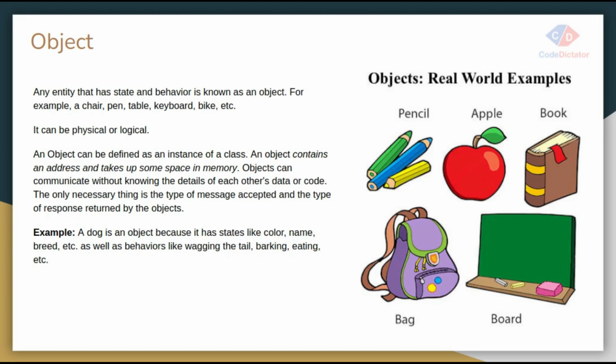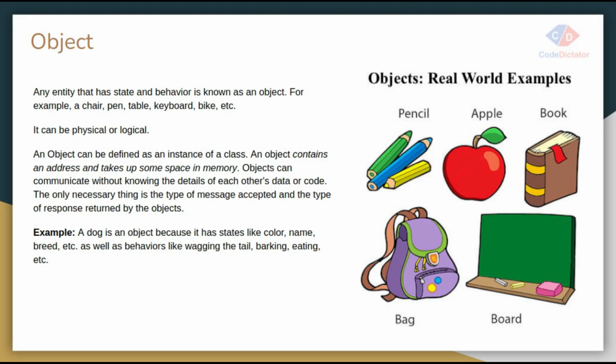Okay, so object. What does object mean? Anything or any entity that has state and behavior is known as an object. For example, chair, pen, table, bike, bag, apple. These are objects, real-time entities. It can be physical or logical. When it comes to the physical, it takes some space. It consumes some extra space, correct? That is the tangible thing.